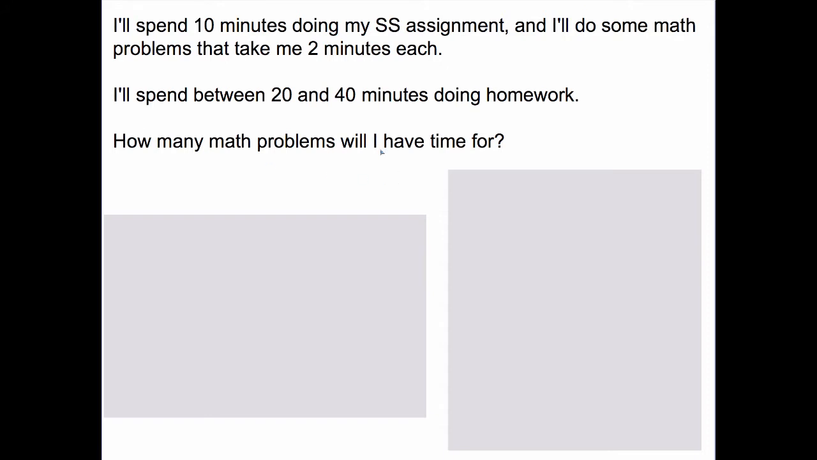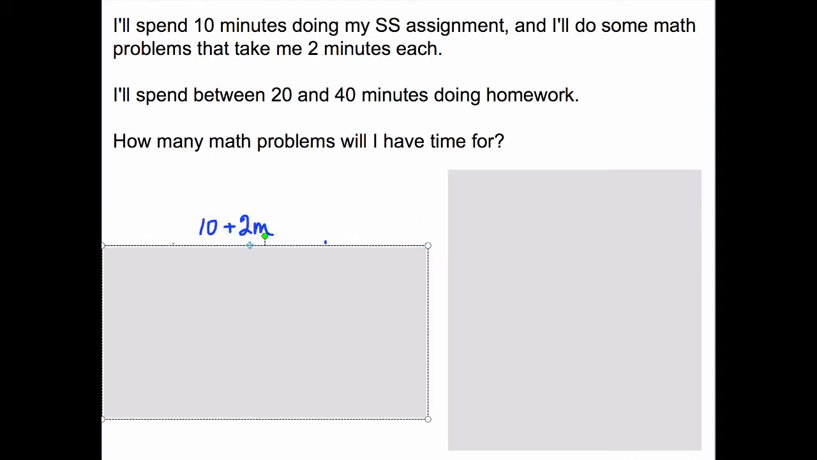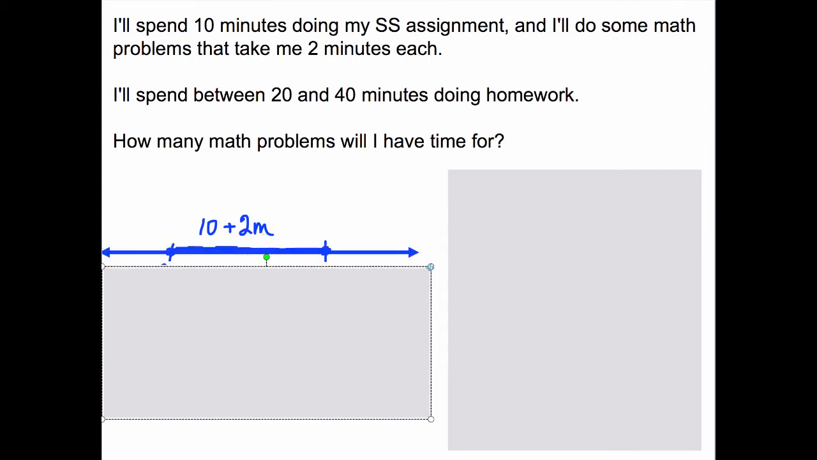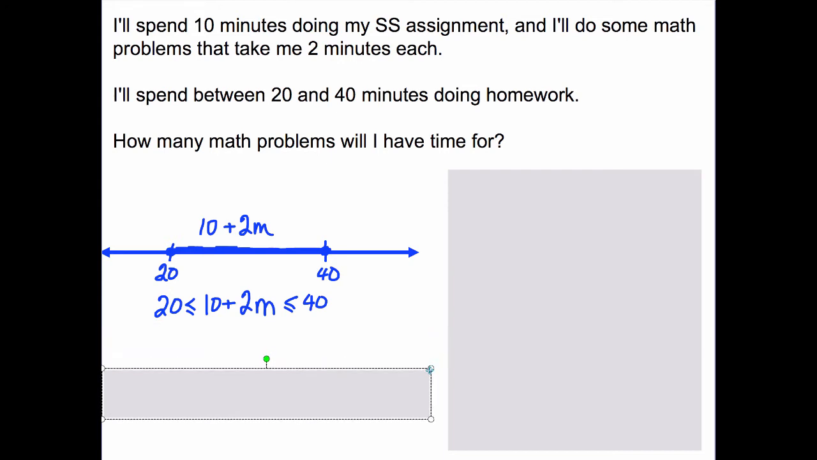Well, let's break it apart. We're going to spend 10 minutes on social studies and 2 minutes each on the math problems. So the total amount of time is 10 minutes plus 2 times the number of math problems. If we represent the problem on the number line, the amount of time that we'll spend, the 10 minutes plus 2 times the number of math problems, has to be between 20 and 40. Mathematically, we can write that like this.